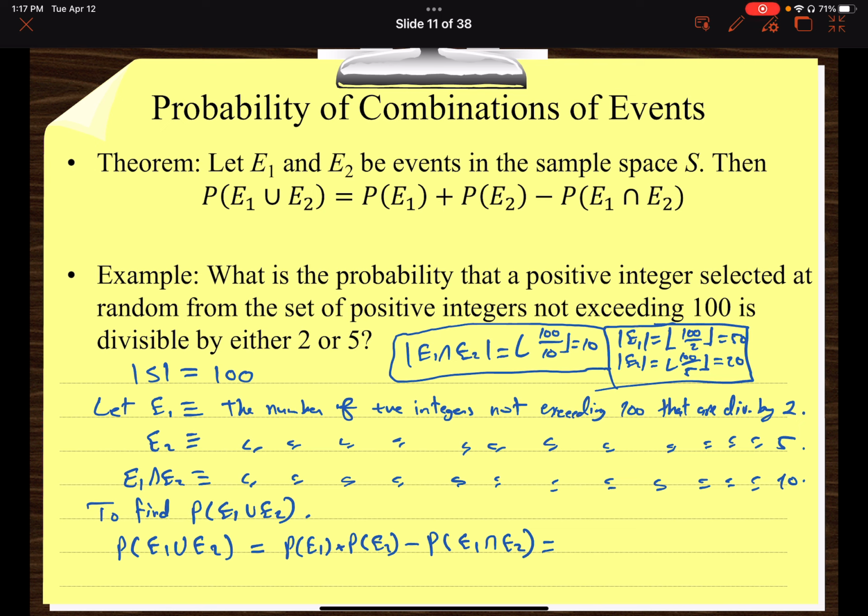What is the probability of E1? 50 over 100 plus 20 over 100 minus 10 over 100, which is equal to 60 over 100, right.